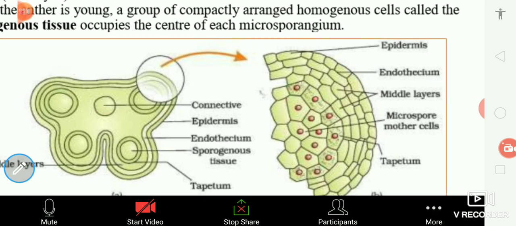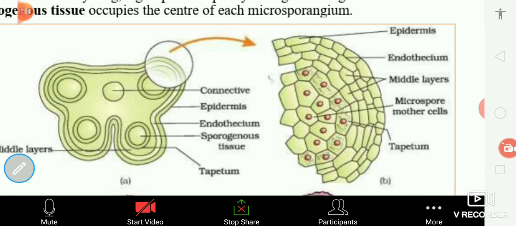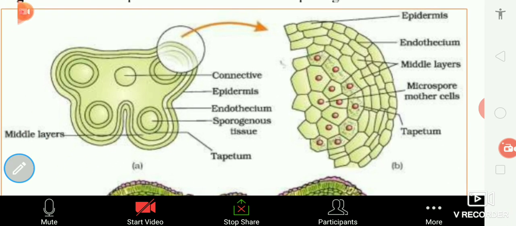If they ask a theory question, draw the diagram of microsporangium or draw the diagram of TS of young anther, you have to draw these two diagrams and label the parts. Only if you label the parts will you get the 5 marks. If they ask to briefly explain microsporangium or briefly explain the TS of young anther, you have to draw these two diagrams, label the parts, and write some information.